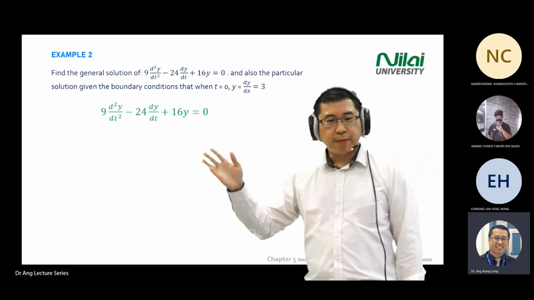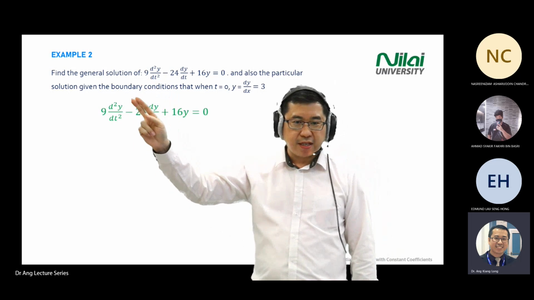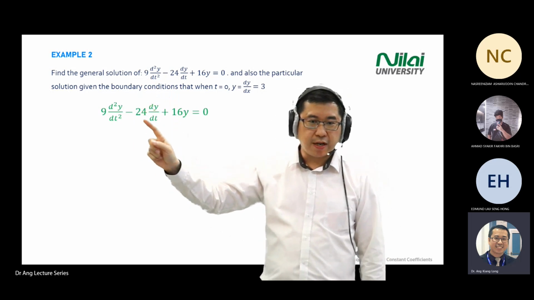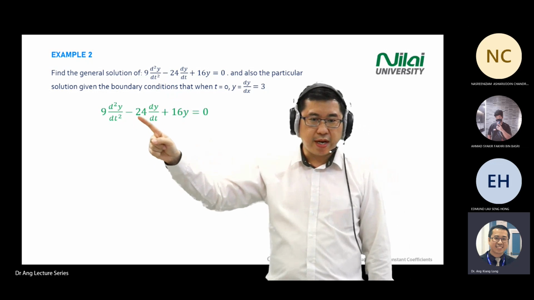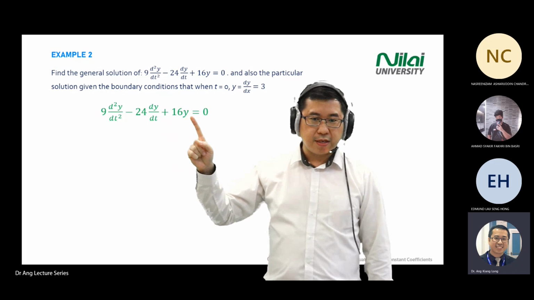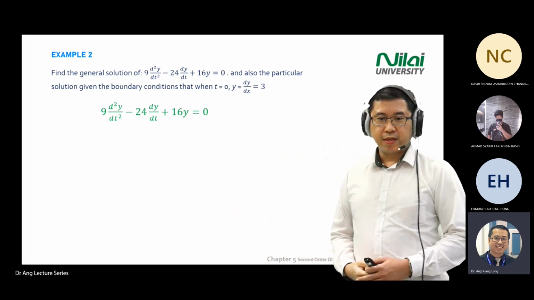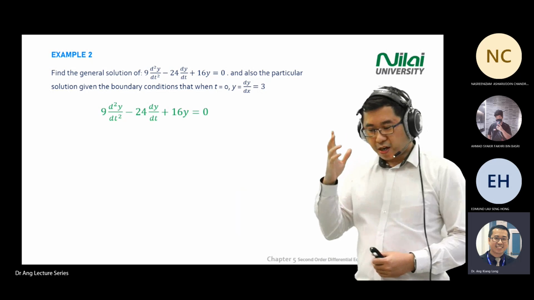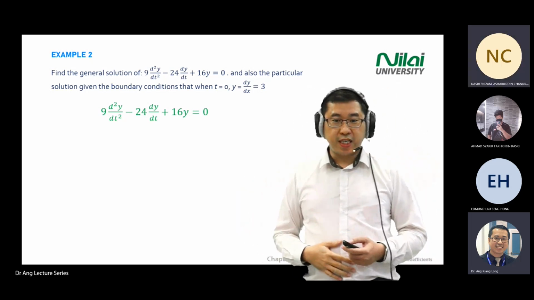What do you do? First step, always copy the question. Copy 9 d square y divided by dt square minus 24 dy dt plus 16y equals 0. Now, what is the first step you think of, Nizam? What is the Nizam step? D operator, find D. Yes, correct.